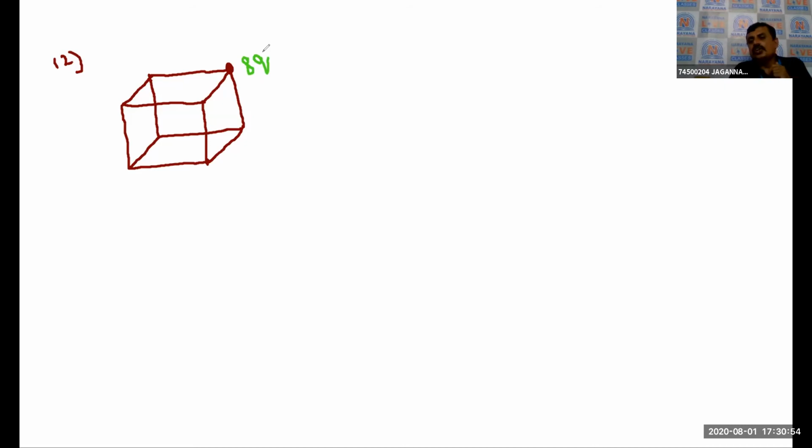So we have to assume a Gaussian surface. Where is the charge present here? 8q charge is present at the corner of the cube. Means we require one more cube this side. Okay, one more cube like this one. Here is one more cube, and at the back also one more cube is required. This is one more cube, and the top, because in the top there is one.